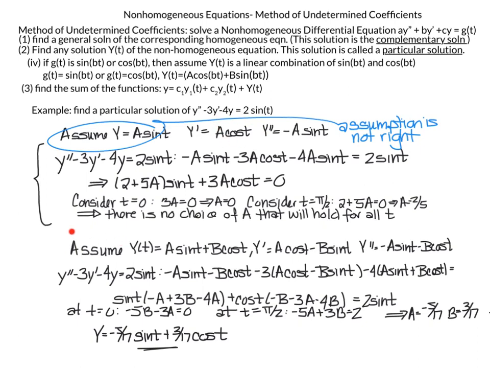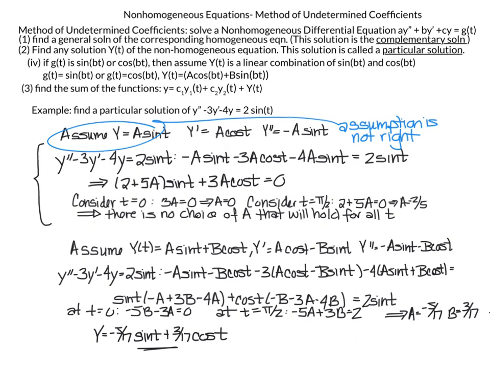So we're going to take a second try. This assumption was not right. Now we're going to assume that y of t is a linear combination of sine of t and cosine of t. That is, y of t is equal to a sine of t plus b cosine of t, and we just need to figure out what a and b are. We start by taking the first derivative, and then the second derivative, and then plugging into our equation.